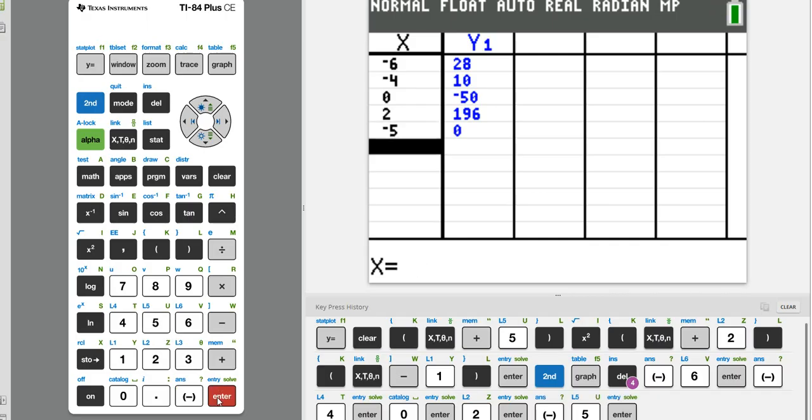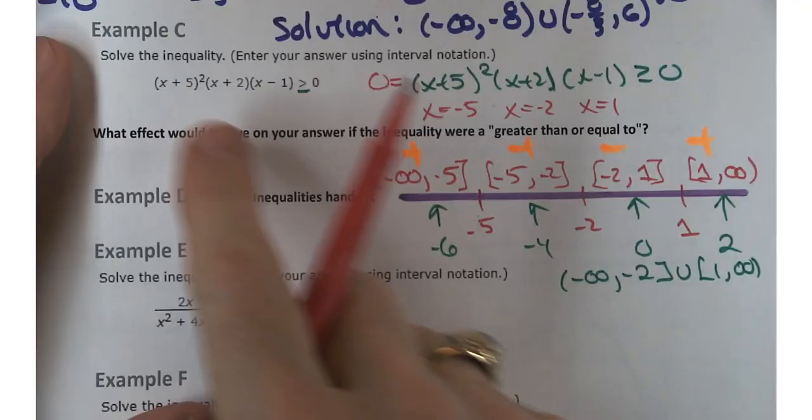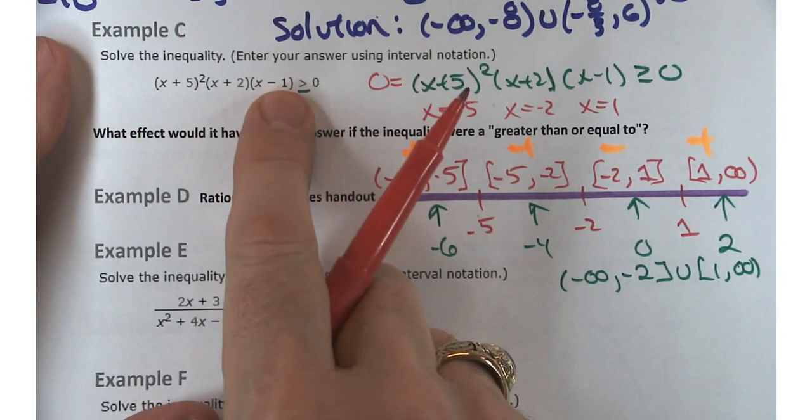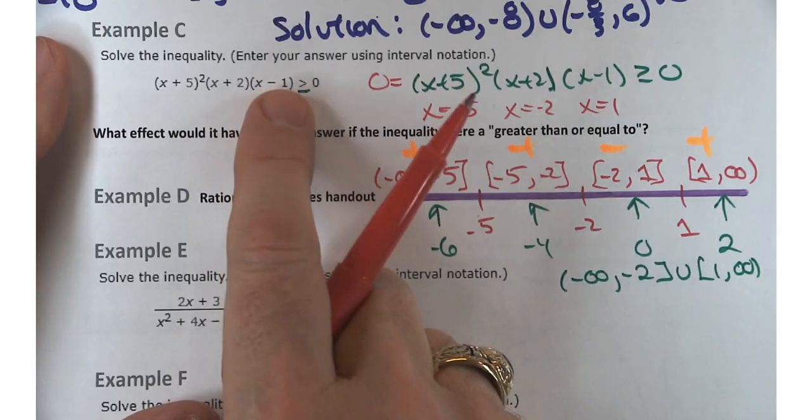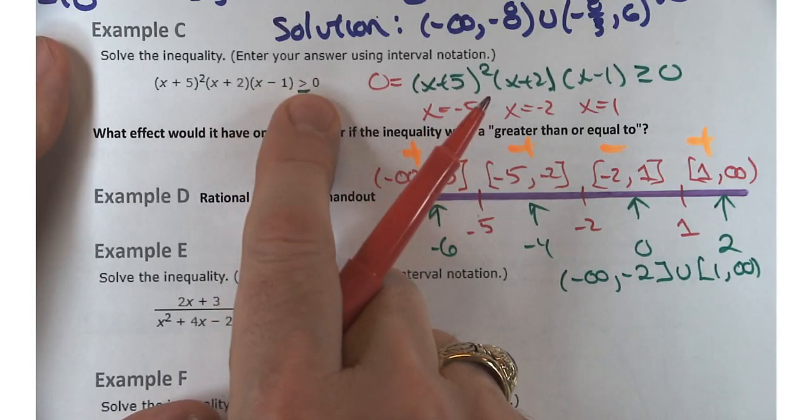If my inequality was a greater than, could I use the -5? No. Why not? If you put in -5, you'd have 0 times something times something. Well, 0 times anything is going to be 0. Is 0 greater than 0? No, so you couldn't use that one.